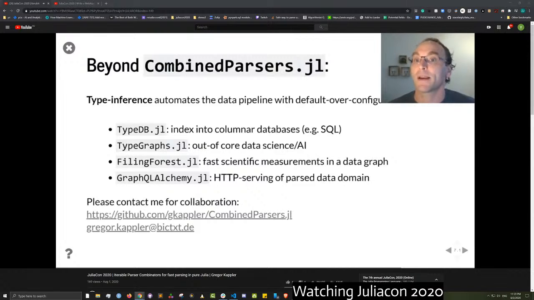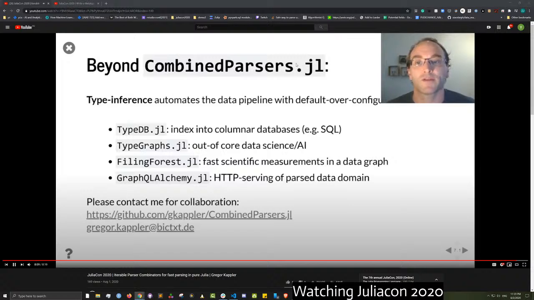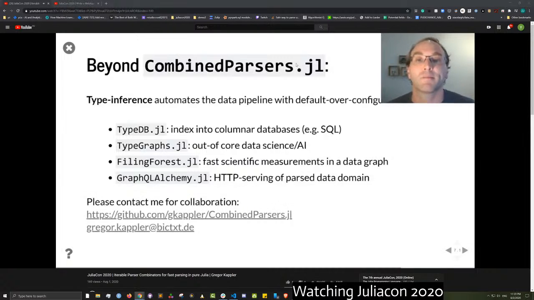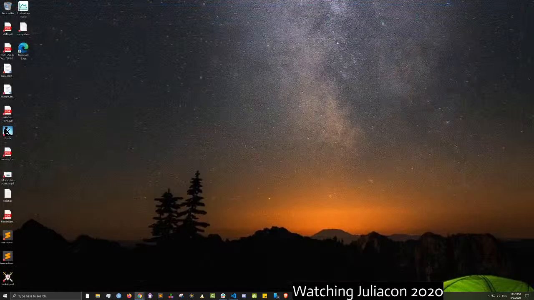Based on this work, I now focus on releasing the Filing Forest platform, which is ensuring schemas for tables and GraphQL from your parser-defined data domain, even for recursively nested types, and enabling efficient computations. These currently proprietary packages are default over configuration for fast integration. Please contact me for collaboration. Thank you.